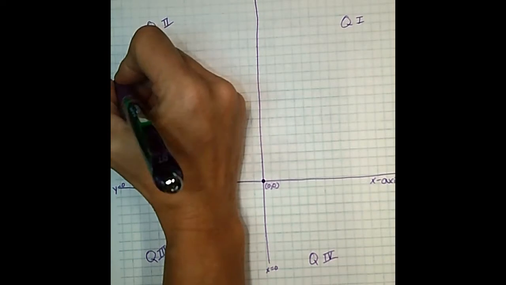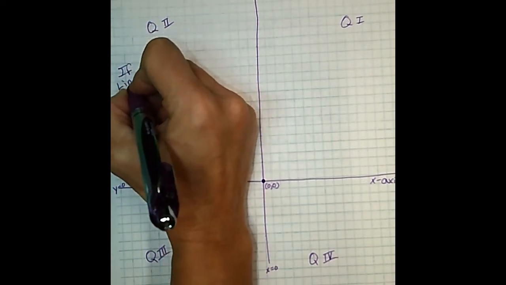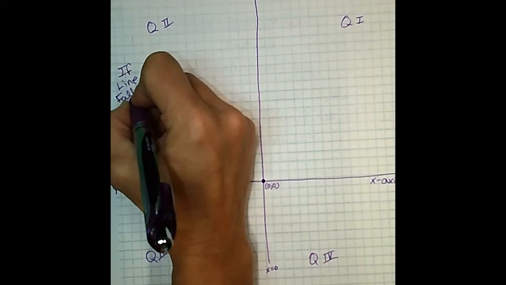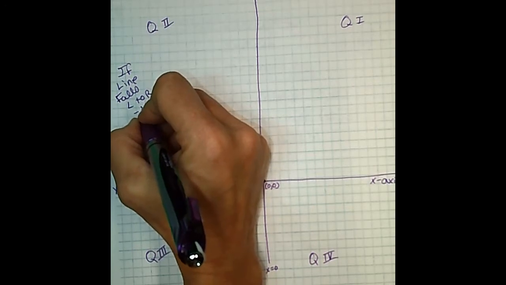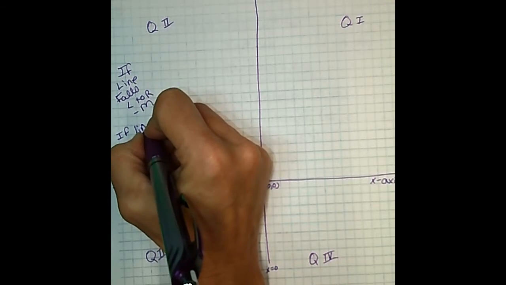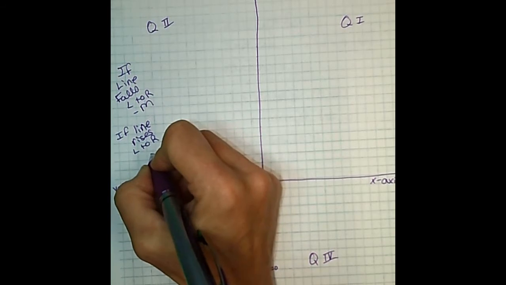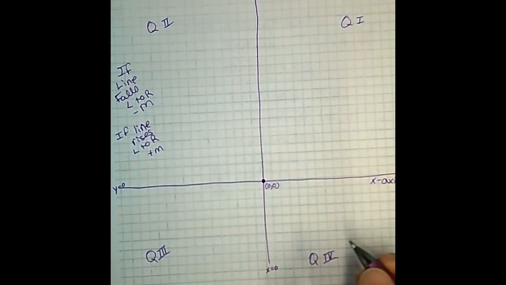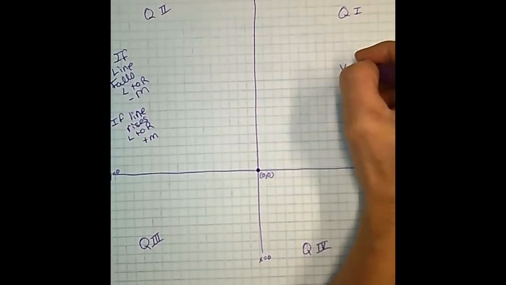And if the line falls left to right, it's a negative slope. If the line rises left to right, it's a positive slope. So let's graph this line we have. So let's look at it again. It was y = -3x + 22.